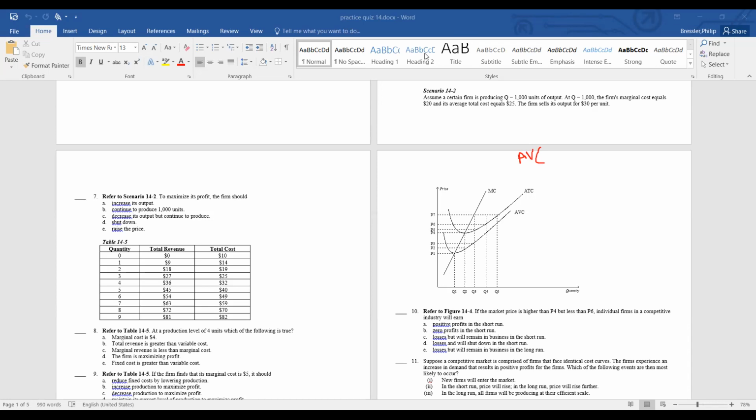Okay. All right. So we're going to enter anytime there's a profit, and we're going to exit anytime there's a loss. Now realize, in the long run, there's no fixed cost. So when I exit, I am not paying fixed cost or variable cost. I'm out cost free. So in the long run, when I exit, I don't pay any cost. In the short run, when I shut down, I have to pay fixed cost. Okay.